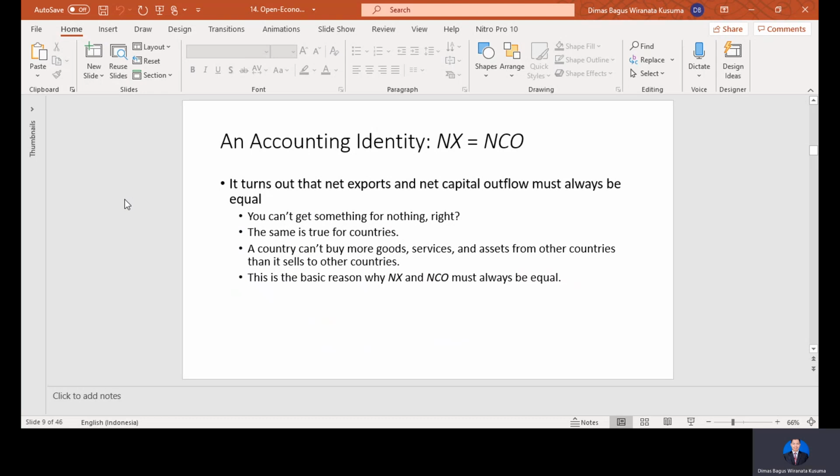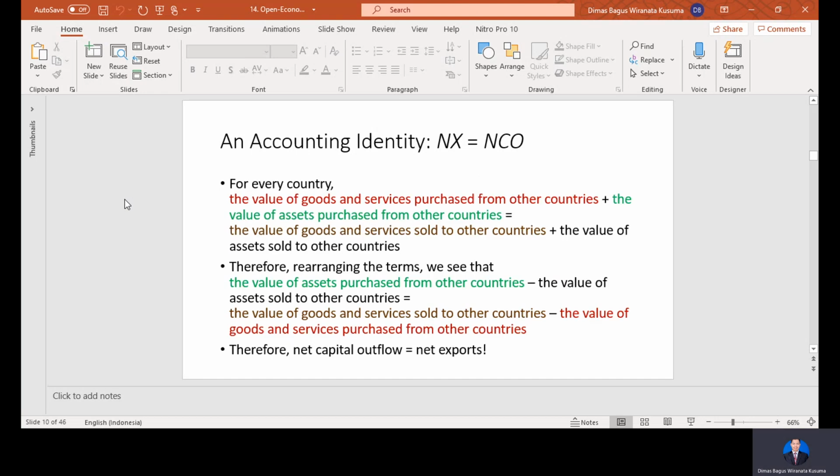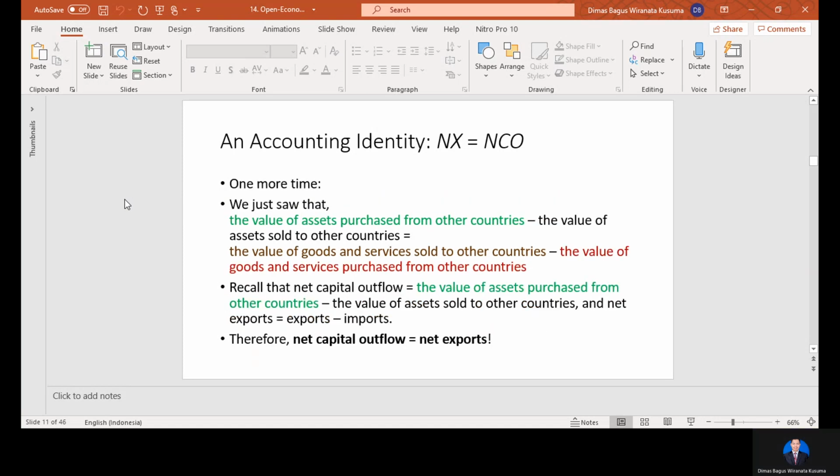For every country, the value of goods and services purchased from other countries plus the value of assets purchased from other countries equals the value of goods and services sold to other countries and the value of assets sold. So it means the net capital outflow equals the net exports.